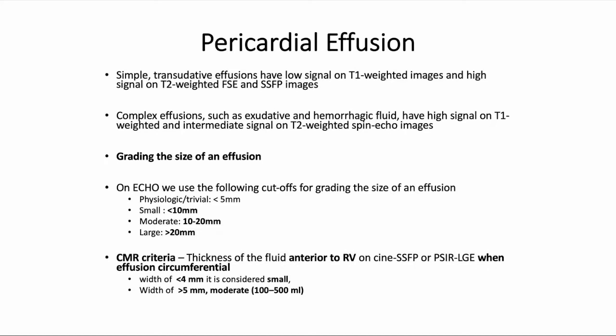If you want to use specific CMR criteria, you can use it only when you have a circumferential pericardial effusion. If the effusion is circumferential and you can measure fluid anterior to the RV free wall, then you can use this criteria. If the thickness of the fluid anterior to the RV free wall is less than 4 mm, it is considered a small pericardial effusion. If the thickness is more than 5 mm, it is a moderate pericardial effusion, which will estimate the fluid to be around 100 to 500 ml.